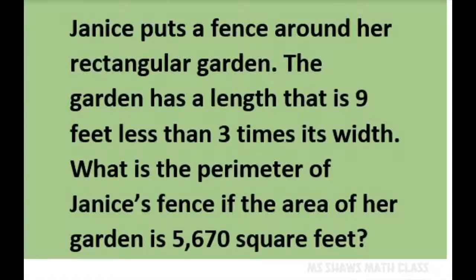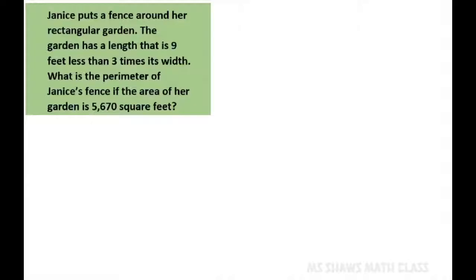Everyone. Janice puts a fence around her rectangular garden. The garden has a length that is 9 feet less than 5 times its width. What is the perimeter of Janice's fence if the area of her garden is 5,670 square feet? So let's get started on this problem.